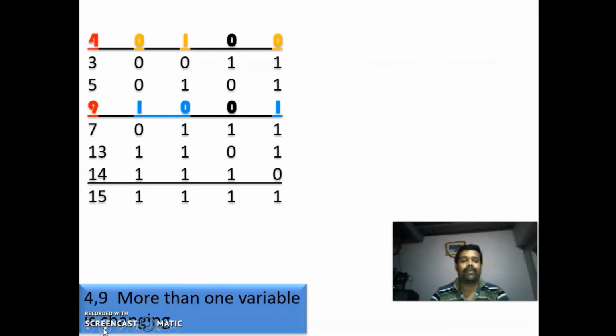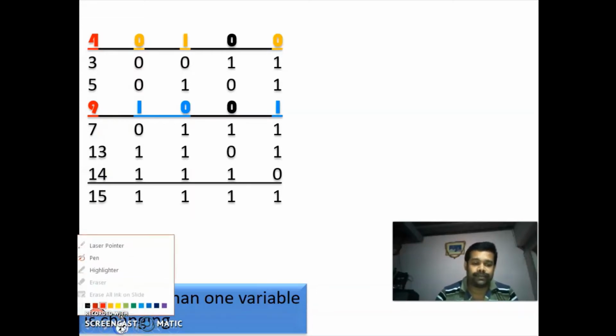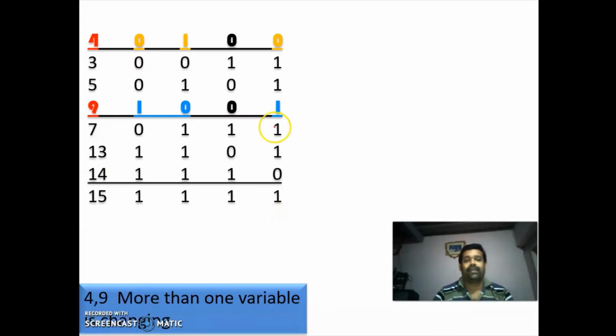Now we are going to compare 4 and 9. While comparing 4 and 9, we are getting three variables varying, so unable to consider this 4 9. So we have compared 4 with 3, 4 with 5, and 4 with 9. Now we are going to compare 3 with 7, 3 with 13, and 3 with 14. Then 5 with 7, 5 with 13, and 5 with 14. Then 9 with 7, 9 with 13, and 9 with 14.